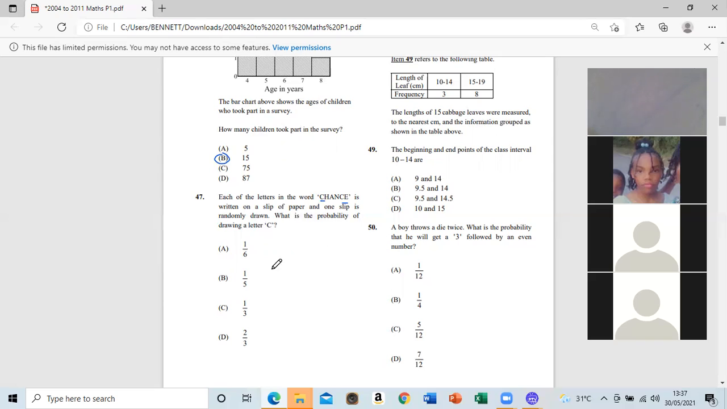Break it down, Kiana. Sir, 6 letters, 1/3. Sir, Kiana, 1, 2, 3, 4, 5, 6. So now 1/3. Yes, sir.